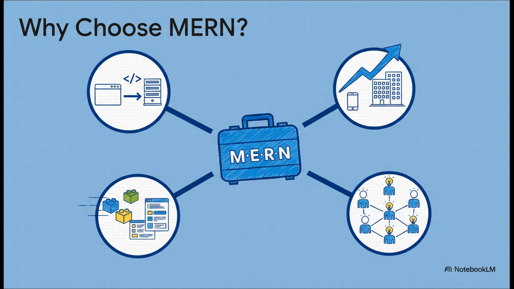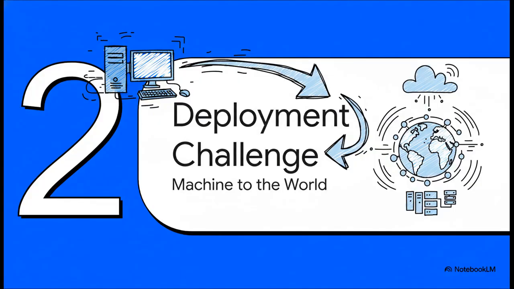Well, it means serious efficiency. You're using just one language, JavaScript, for the front end, the back end, the whole shebang. That, combined with powerful tools and reusable parts, makes the MERN stack a real powerhouse for building modern apps and building them fast.